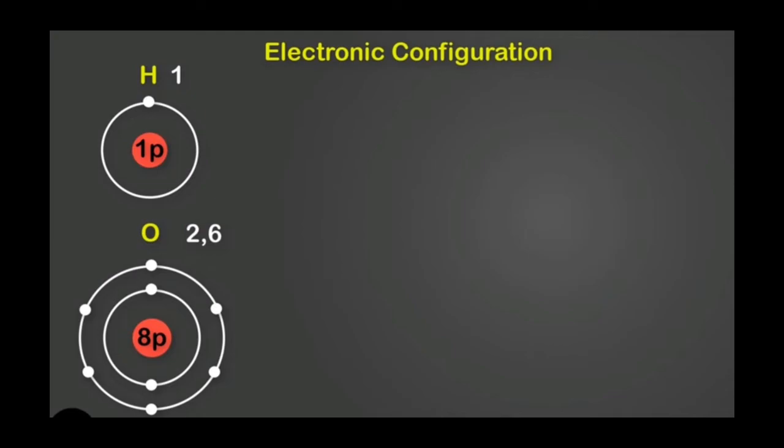Students, you know that the first shell can hold a maximum of 2 electrons and the following shells can hold a maximum of 8 electrons. So, here the first shell has 2 electrons and the second shell has 6 electrons. Oxygen is in period 2 and has 2 shells.